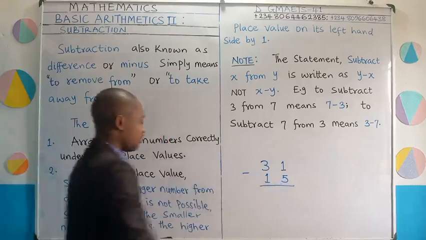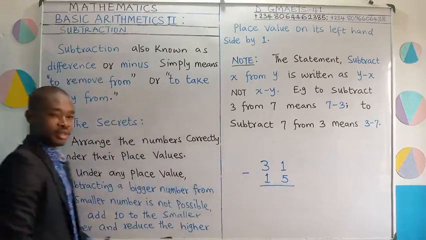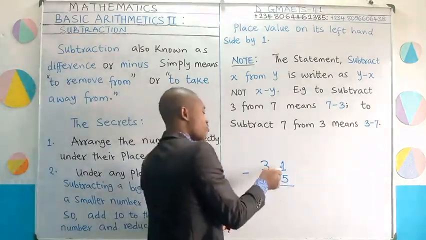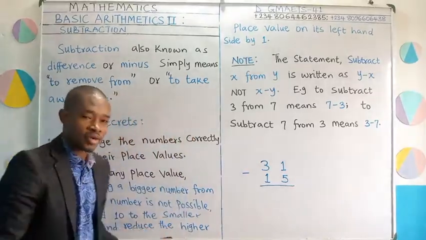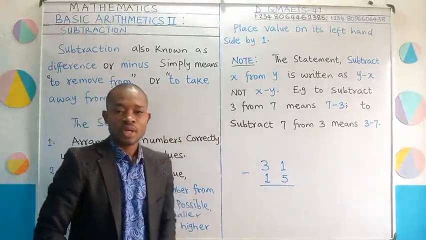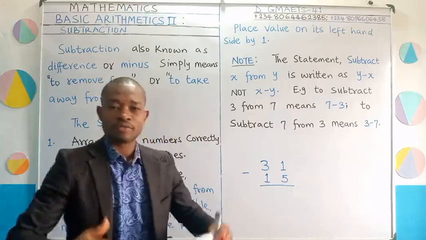1 minus 5. That is the same as subtracting a bigger number from a smaller number. Here we are removing 5 from this smaller number 1. It is not possible. That is what secret number 2 is telling you. That does not mean that you cannot do that subtraction.